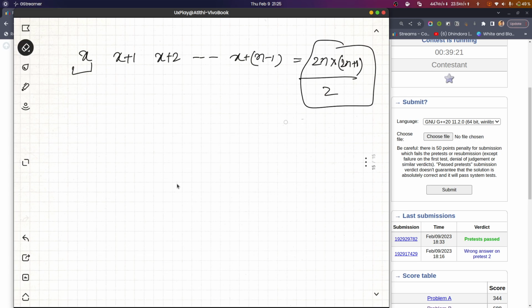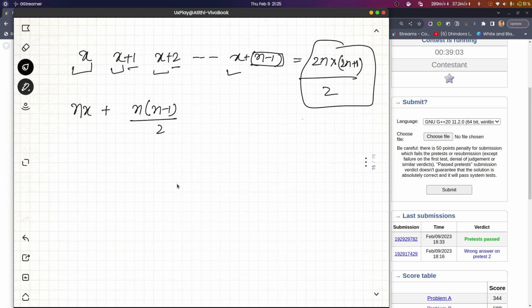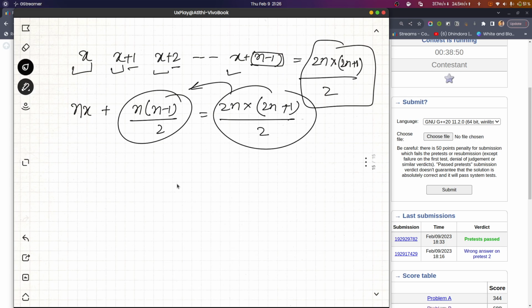So if this holds, then we can say that yes, the solution exists, or else not. So for that we have x here, then x here, then x here. So we have n times x, plus n into (n minus 1) by 2, because the sum of natural numbers 1 plus 2 plus 3 till n minus 1, must be equal to 2n into (2n plus 1) by 2. Basically what we can do is subtract this, and if the remainder is divisible by n, then the solution exists, or else it does not exist.